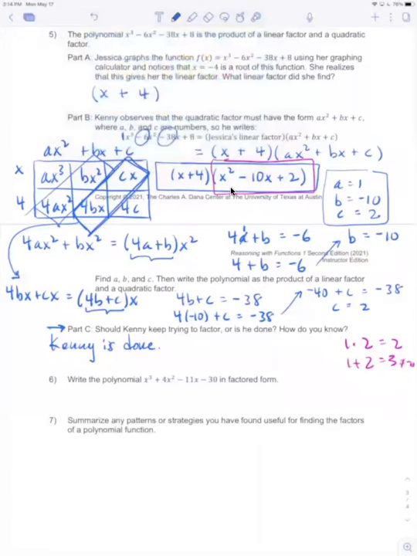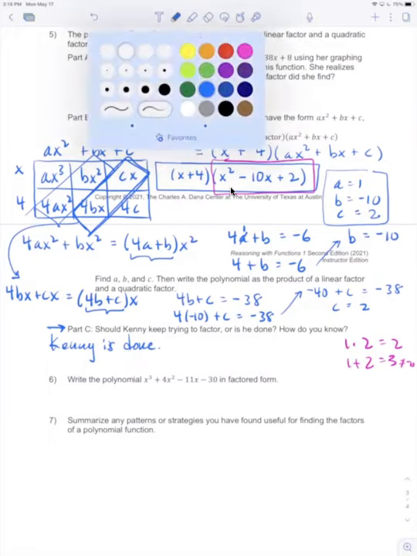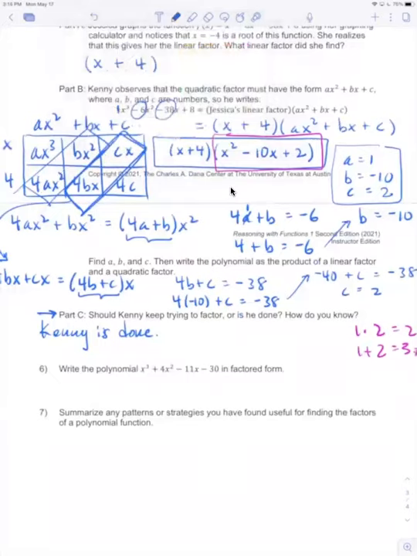Let me go back to writing in blue. Now, part 6: write the polynomial x cubed plus 4x squared minus 11x minus 30 in factored form. It's getting so crowded here, so let me just restate that part. Write the polynomial x cubed plus 4x squared minus 11x minus 30 in factored form. Let me erase that line. So let's do the same thing. I'm going to factor out here. Now let's do this.